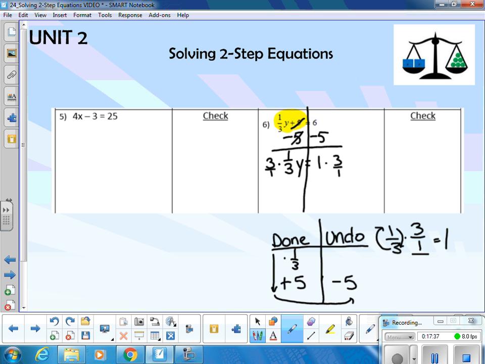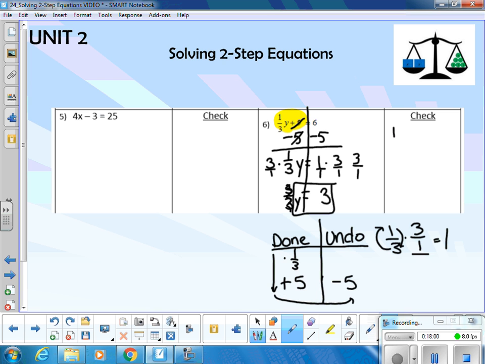or just 3. 3 times 1/3 is 3/3, 1 times 3 is 3. So I'm left with just 1y. And then I have 1 times 3 is 3, 1 times 1 is 1. What is 3/1? It's just 3. So my answer is y equals 3.